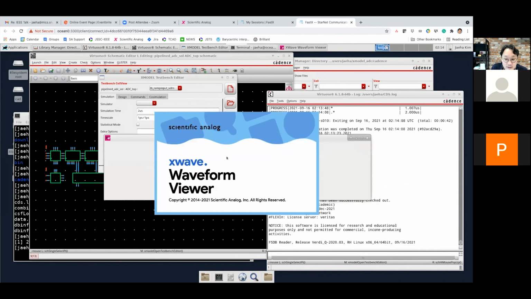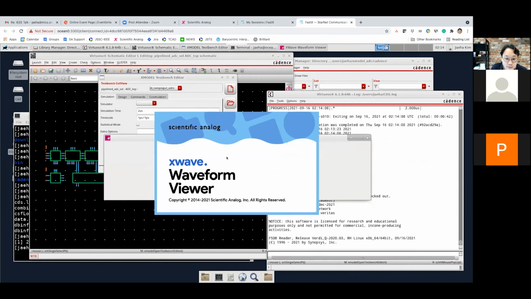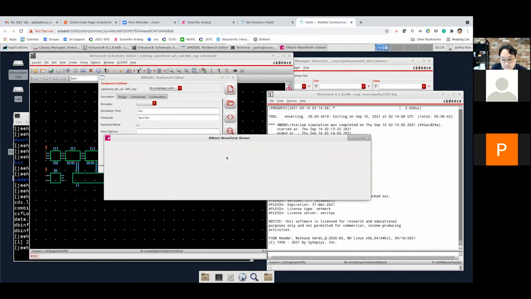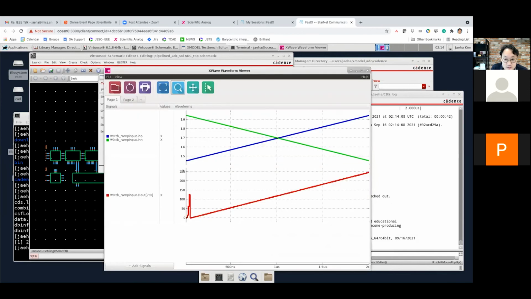Now here's the simulated waveform. This is for the ramp input, and the digital output is also gradually changing from 0 to 255 because of the 8-bit ADC. These little glitches are not an error, because in a pipeline stage, when you start, there can be some bogus internal state in the intermediate stages. So those are being flushed out here.